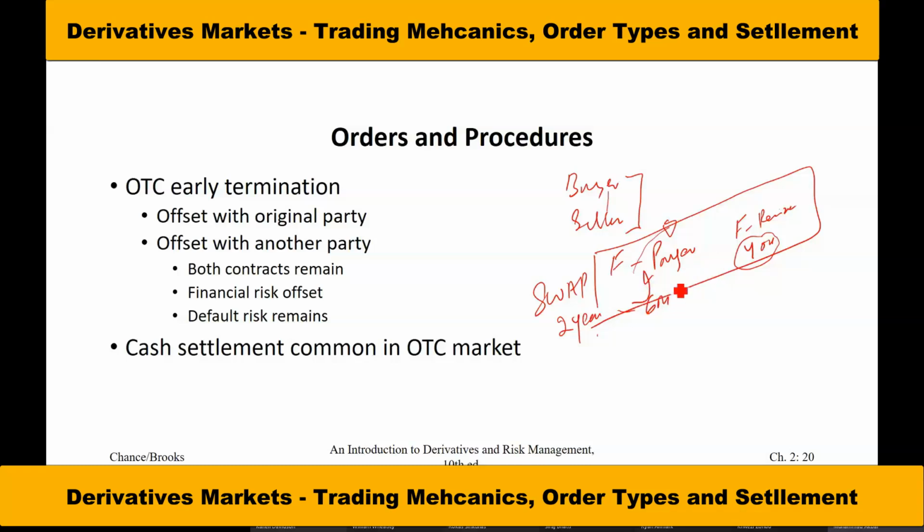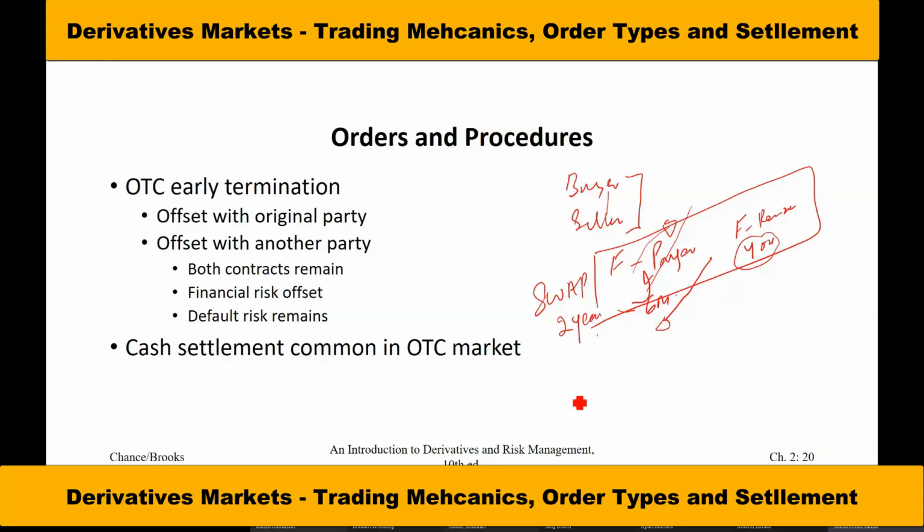If you don't agree, what I can do is enter into another swap where I actually become a fixed rate receiver, and the counterparty becomes a fixed rate payer, and that will actually cancel this payment. So that is another possibility that can be done. However, what will that do?